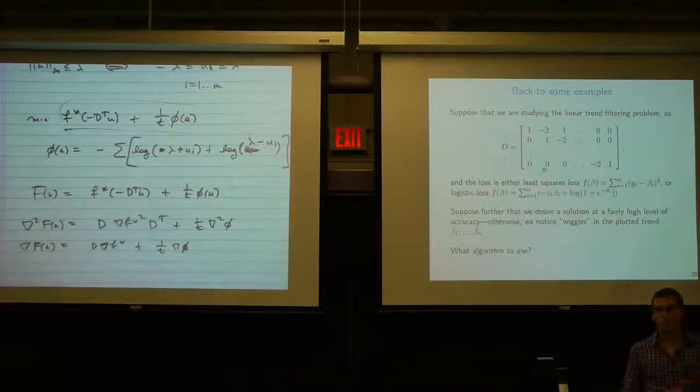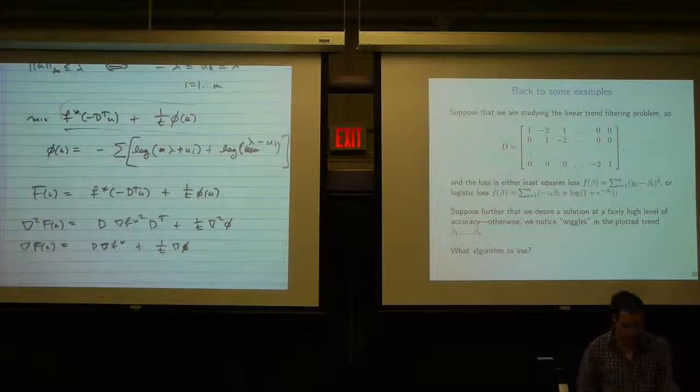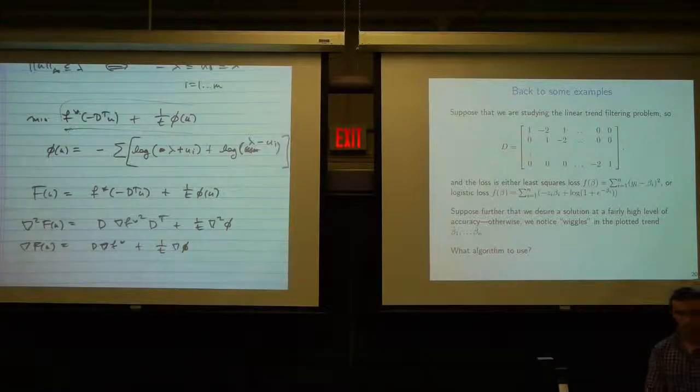That's a good question, and I went over that quickly, but I don't want to go into too much detail because we have more examples to talk about. So the last option was the dual barrier method, right?